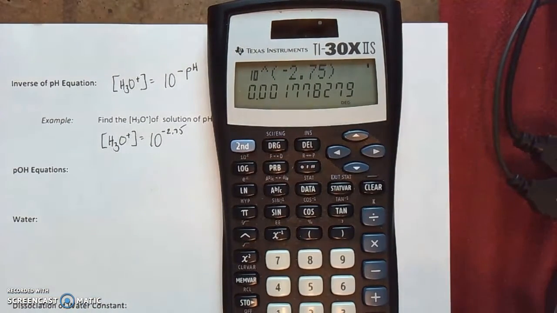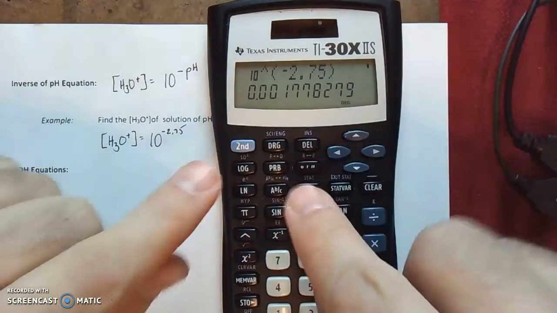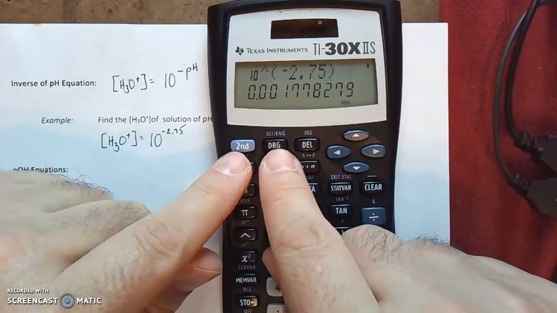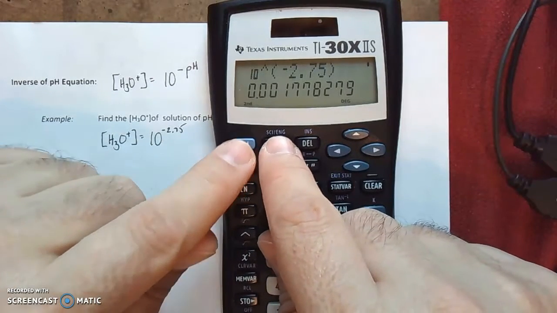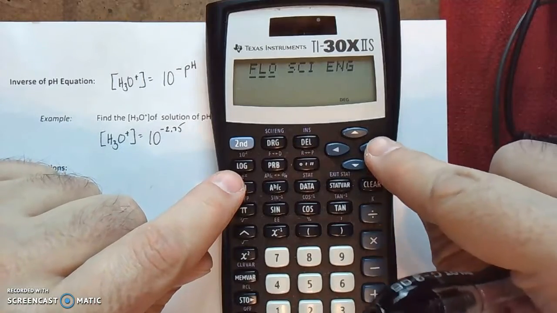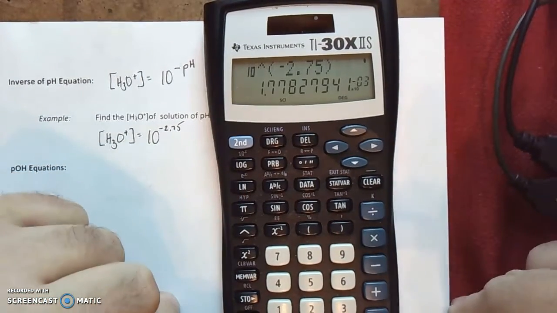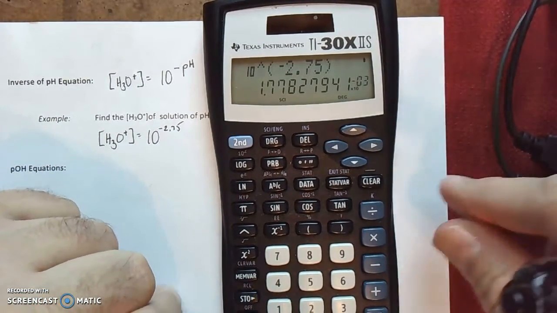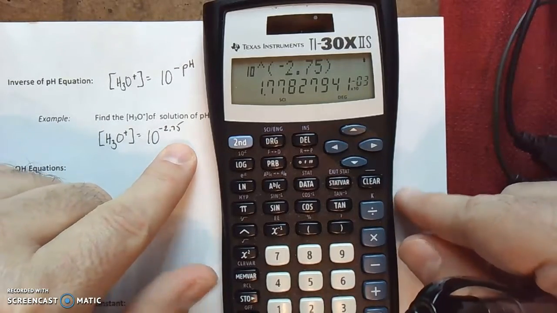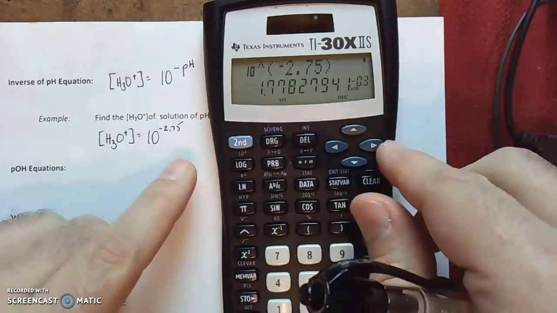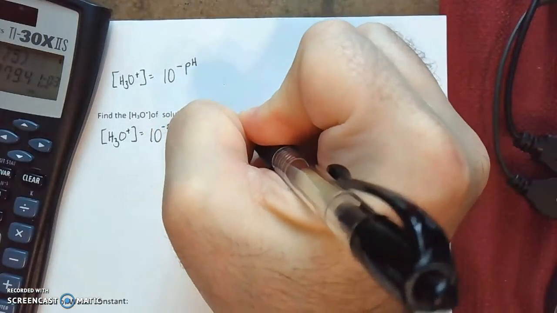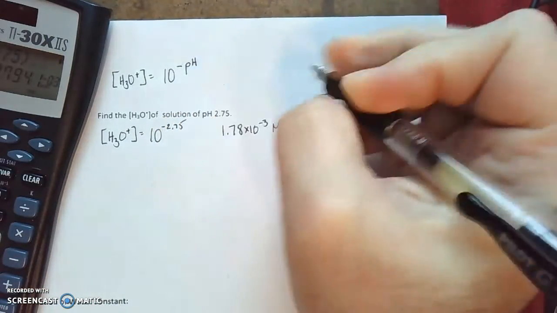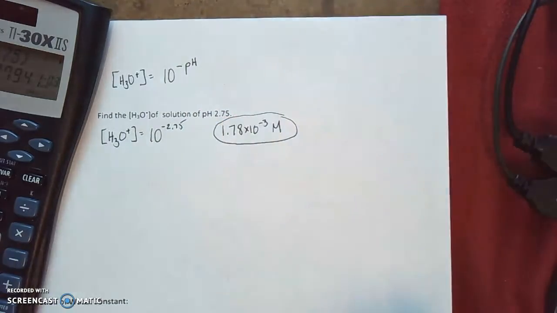Now, this number is not in scientific notation. It's very typical that we put them in there. On these calculators, we're going to use this combination of buttons on the top where it says sci-eng. So I'm going to hit second, that button. I'm going to use the arrow to go to scientific, hit equals, and it puts my calculations in scientific notation. 3 significant figures, so we get 1.78 times 10 to the minus third. And don't forget to put molar on there, so this does have a unit.